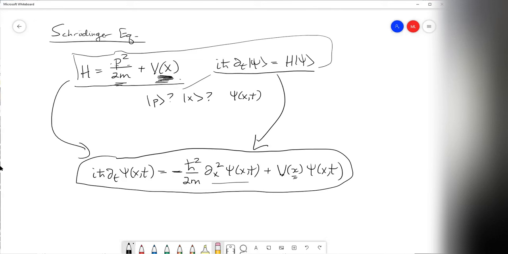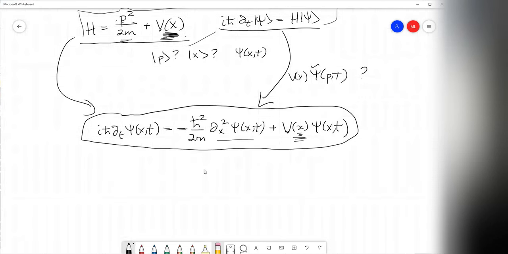It might be worth it for you to think about what this looks like for psi tilde of p, t. What if you use the momentum representation, right? You might wonder what this operator does on this function. That's kind of an interesting exercise. Sometimes I give it as a homework problem, but yeah, that's the Schrodinger equation.